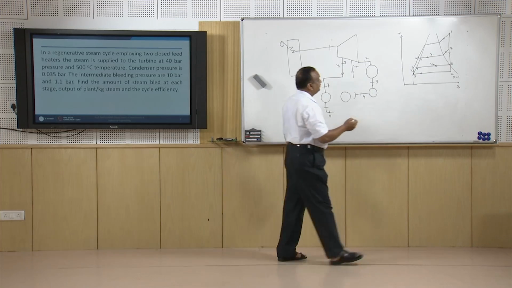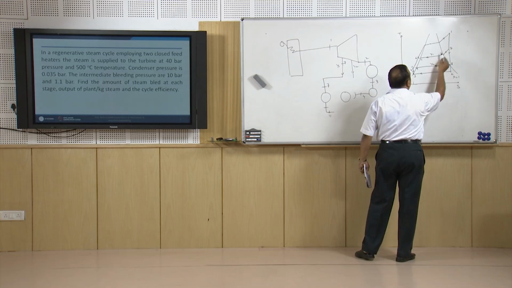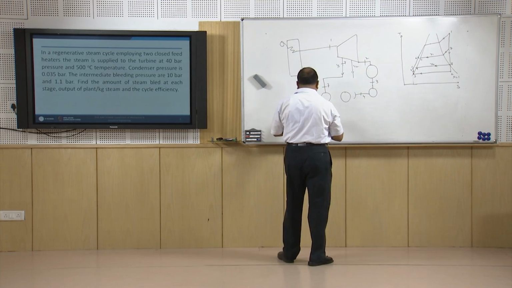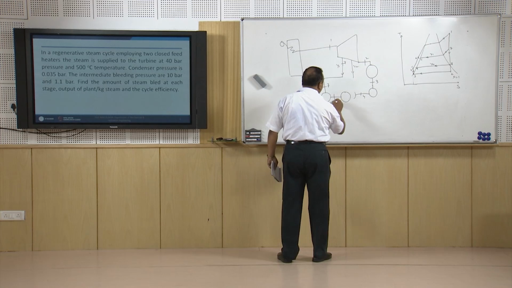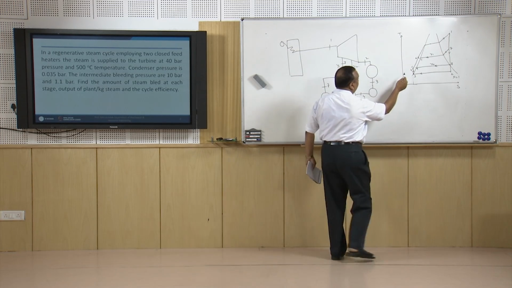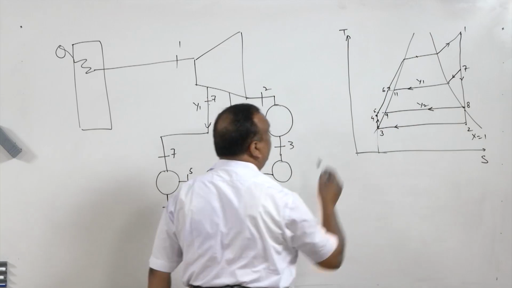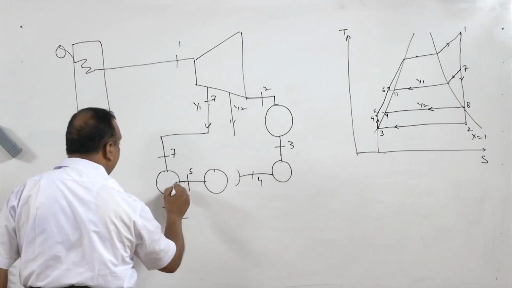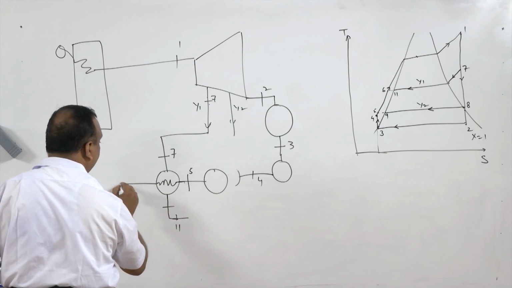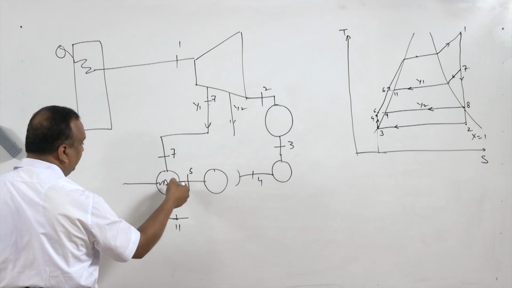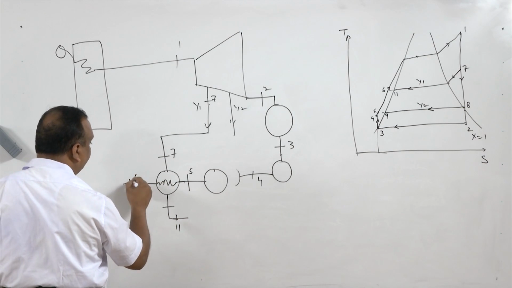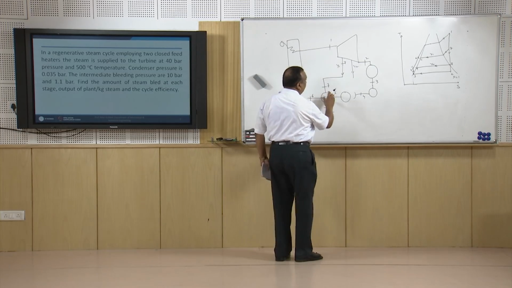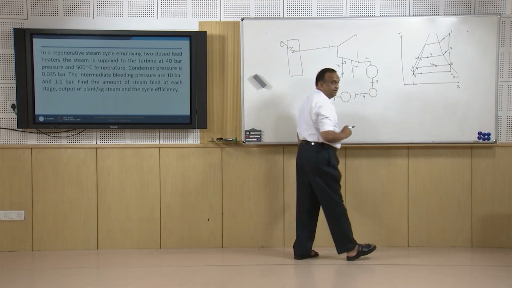Steam is getting condensed from state 7 to state 11, and the feed water entering from here at state 5 is getting heated up to state 6. They are not getting mixed. It is an indirect heat exchanger, there is no mixing at all. The feed water is only getting heated in a closed heater.